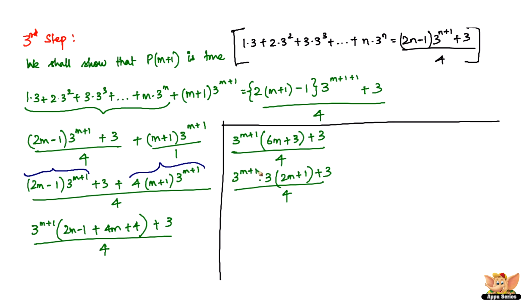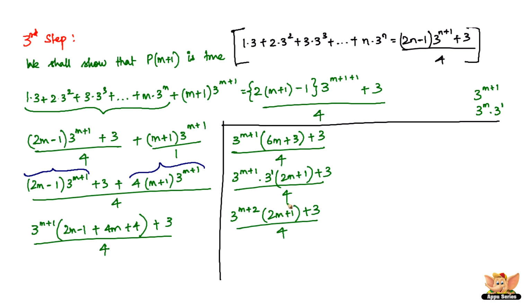Now since it is 3 to the power of M plus 1 into 3, if you remember the rule of indices or the law of indices, if you've got something like 3 to the power of M plus 1, you can write this as 3 to the power M times 3 to the power 1, right? Since the bases are same, you sum up the exponents. So that's exactly what I'm going to do here. Now just 3 is nothing but 3 to the power 1, right? So I'm going to write 3 to the power M plus, now since the bases are same, it's going to be 1 plus 1, which is 2. 3 to the power M plus 2 times 2M plus 1 plus 3 divided by 4.